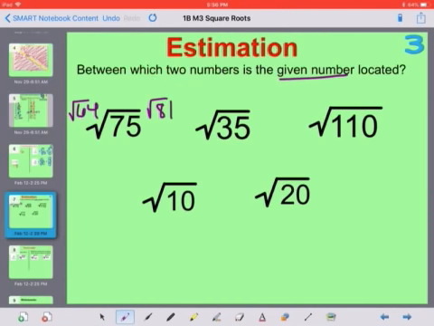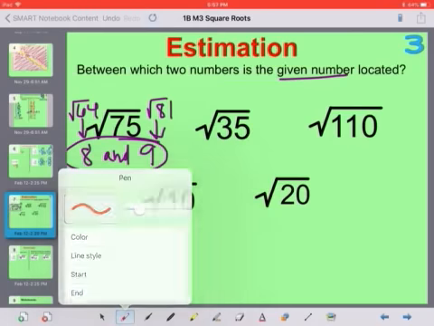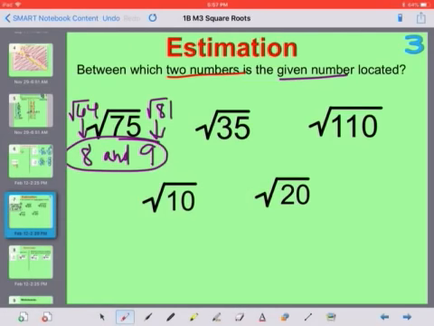So we know the square root of 64 is really just 8, because 8 times 8 is 64. And the square root of 81 is really just 9. So our answer is between 8 and 9. That is really what it's asking for, because it said between which two numbers is the number located. It's between 8 and 9.